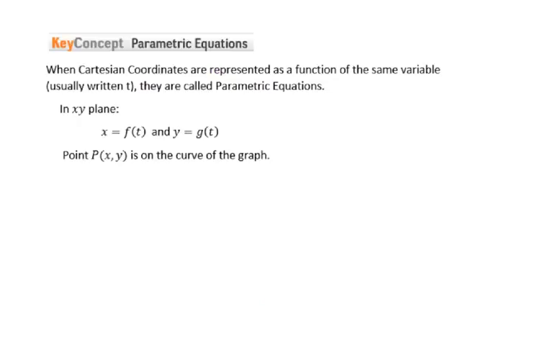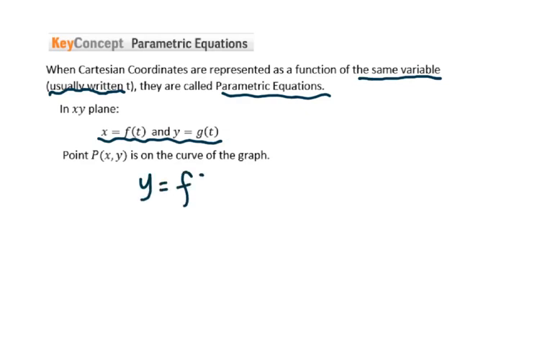Here's the definition for parametric equations. When Cartesian coordinates are represented as a function of the same variable, normally we use t, they are called the parametric equations. So we can write down this way. And y equals f of x, we call this a rectangular equation.